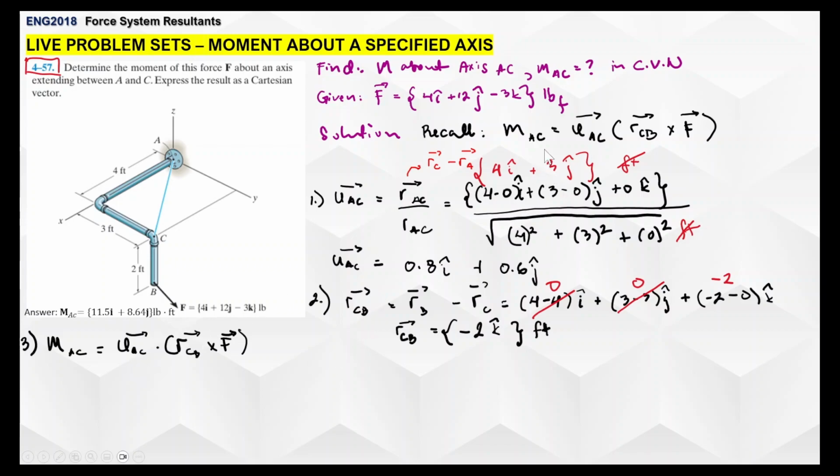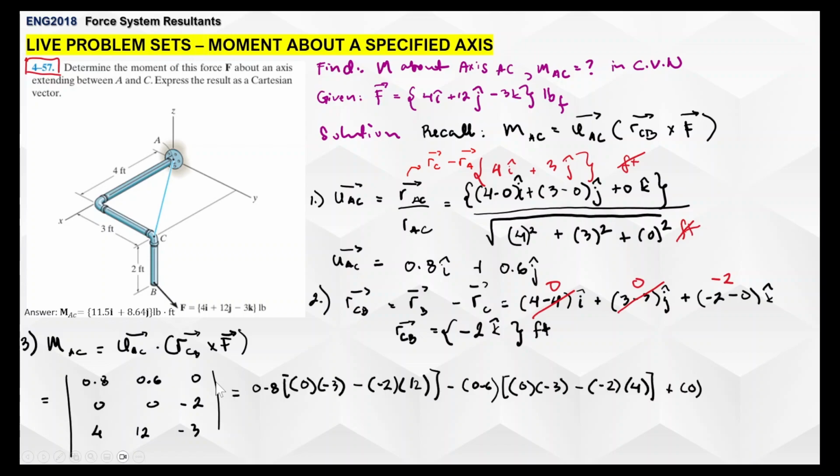So the only difference from the normal cross product that we did previously is that instead of the first row as i j k, we align the values of the unit vector just like so. So 0.8, 0.6, 0. And then the next row would be the position vector, as we discussed. That's going to be 0, 0, -2. And then, of course, the last row would be 4, 12, and -3. And then from here, it's just a matter of expanding this determinant.